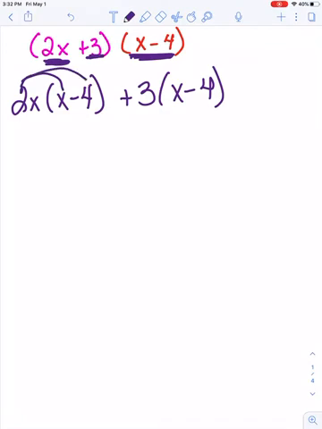So 2x times x is 2x squared. 2x times a negative 4 is negative 8x. Moving to the next set of parentheses, 3 times x is a positive 3x. And a positive 3 times a negative 4 is negative 12.